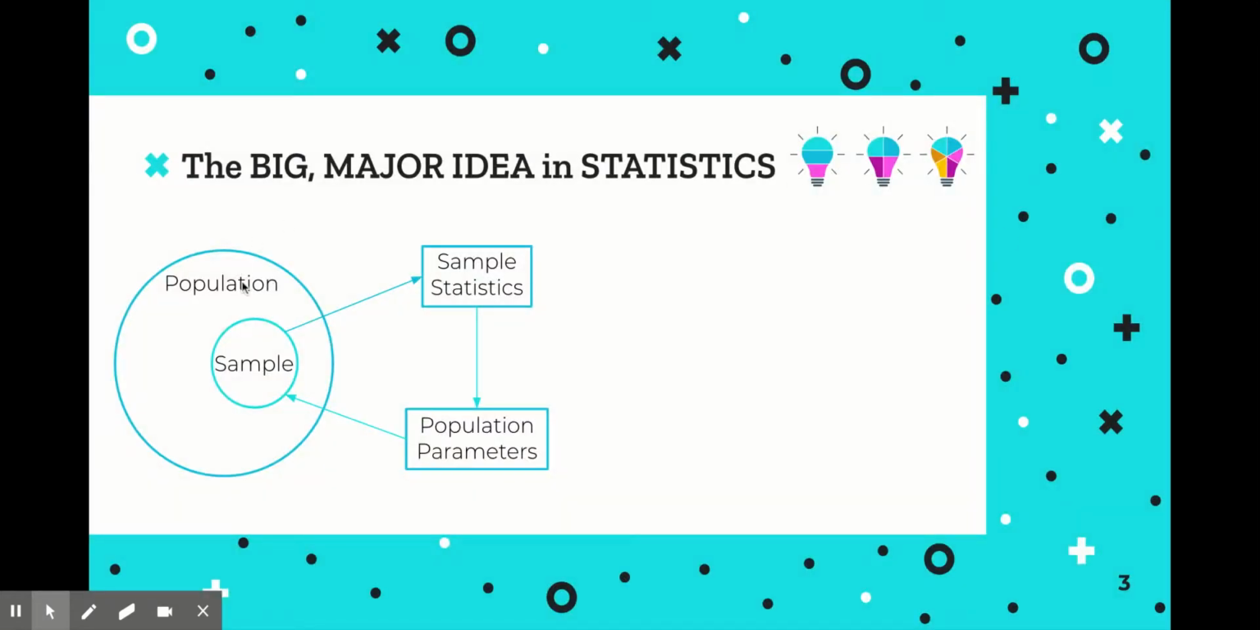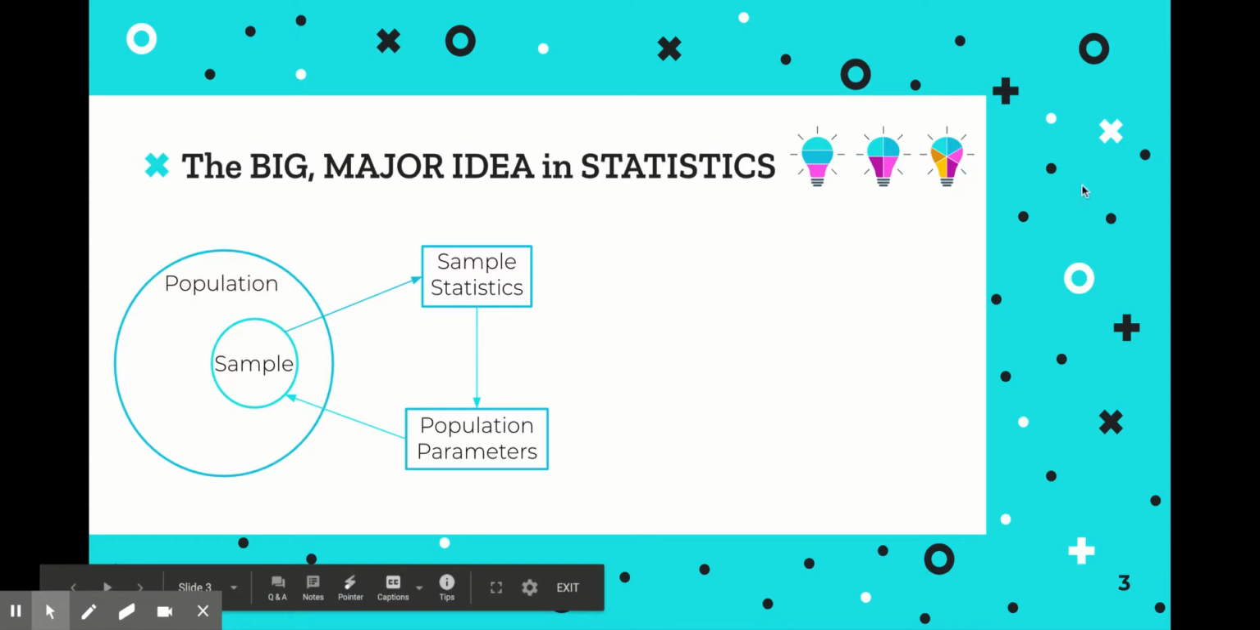The big major idea in statistics, we have a population. Within the population, we have a sample. We have sample statistics from that sample, which describe population parameters, bringing us back to the population. So let's go through these in a little more detail.